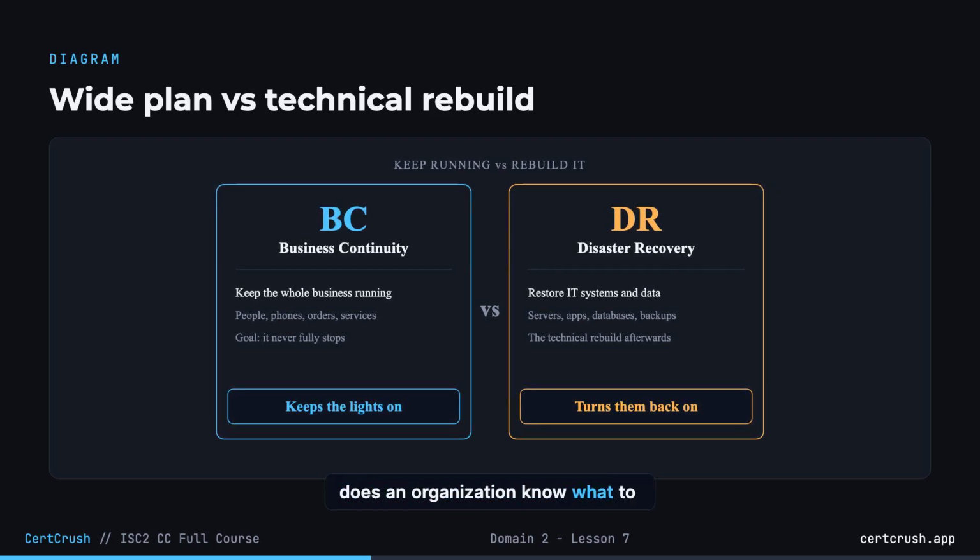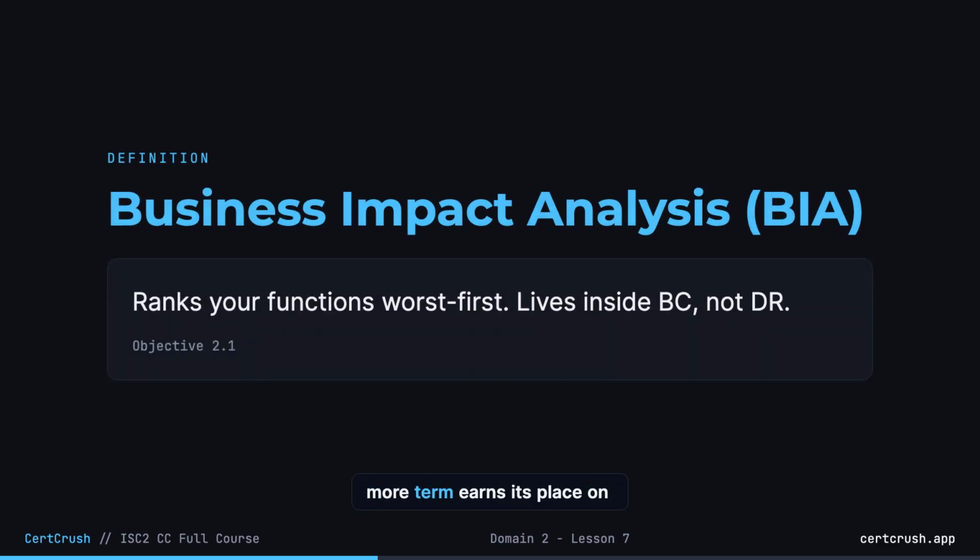So how does an organization know what to protect first? This is where one more term earns its place on the exam. The Business Impact Analysis, or BIA. Think back to risk management. We ranked risks worst first. The BIA does the same for your business functions. It asks one simple question of every process. If this stopped, how badly and how quickly would it hurt? Payroll runs once a month, so it can wait a day. The till in a busy shop cannot wait a minute. The BIA ranks them, so your continuity plan protects the critical ones first. Remember this for the exam. The BIA lives inside business continuity, not disaster recovery.